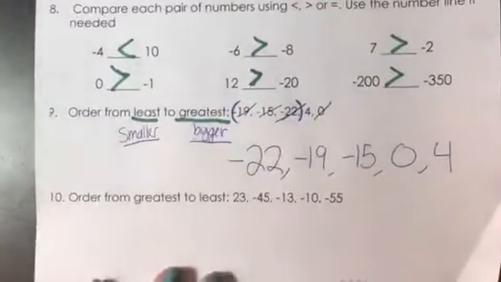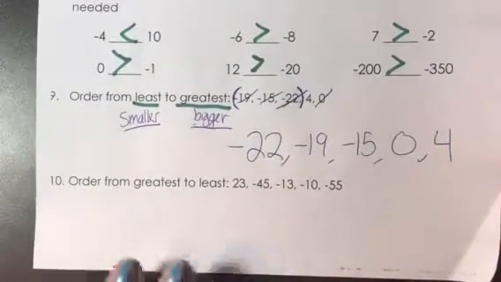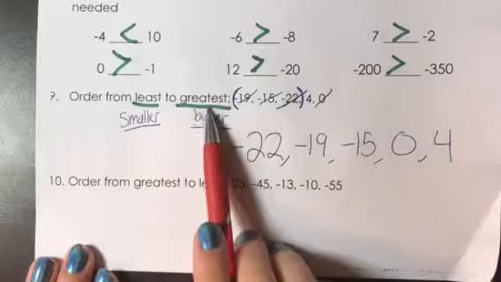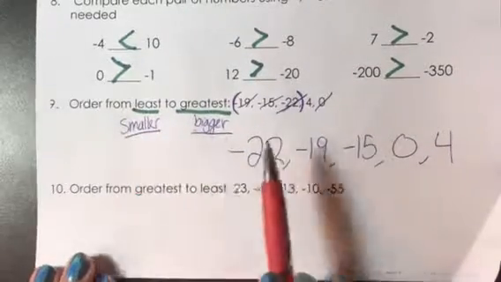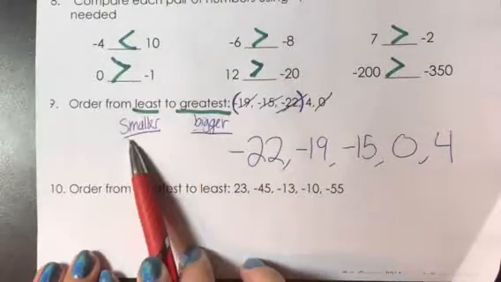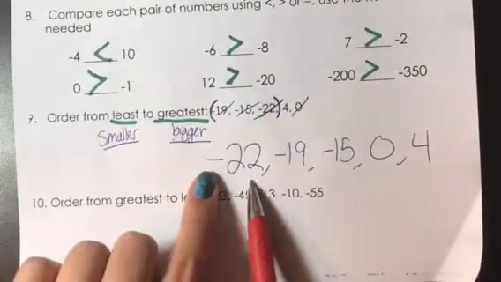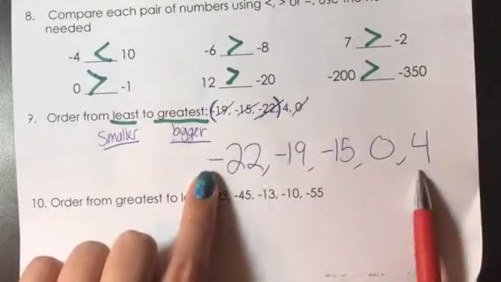Picking up where we left off. So now I just finished ordering numbers from least to greatest. That means the smaller numbers. I wanted to identify them first and then work my way up the number line to the bigger numbers.